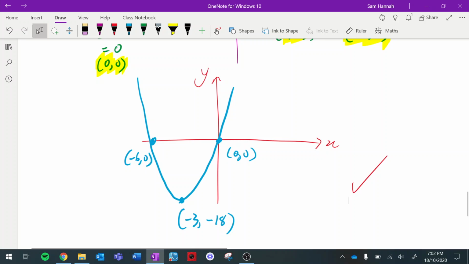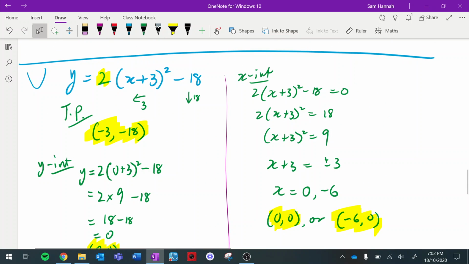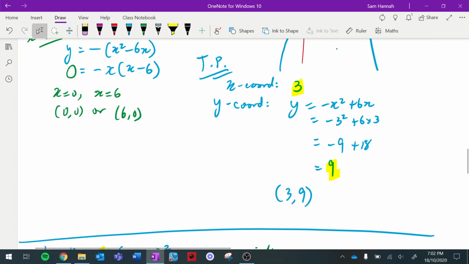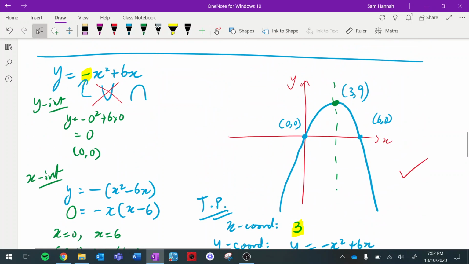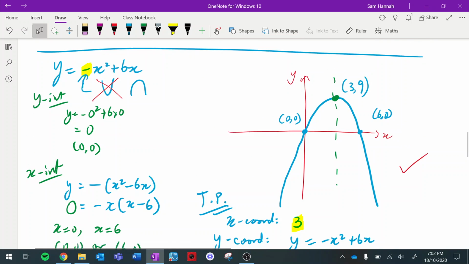Okay, well, hopefully what you've learnt is the difference between your approaches to sketching depending on what the equation looks like. Like this last one, was it in turning point form? Or, like the previous one, was it in expanded form and therefore needing to be factorized?